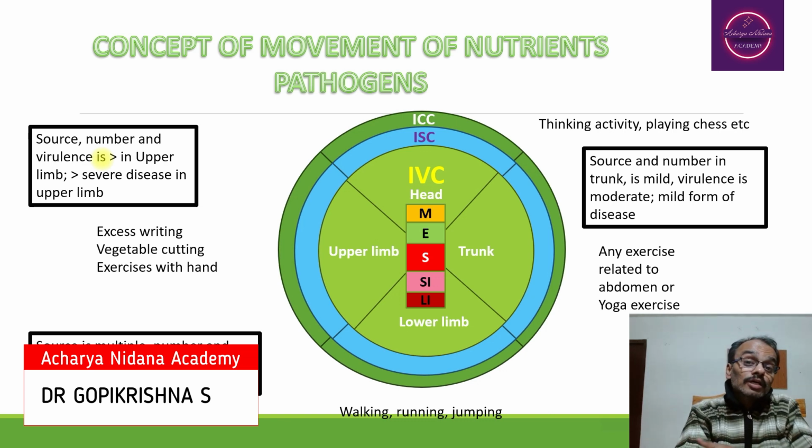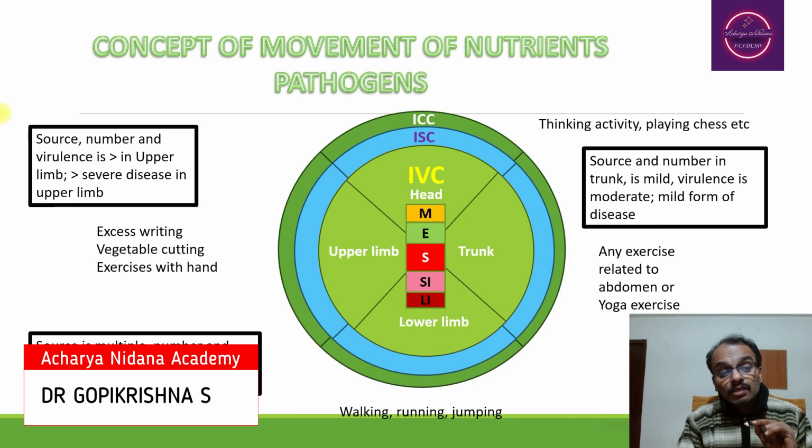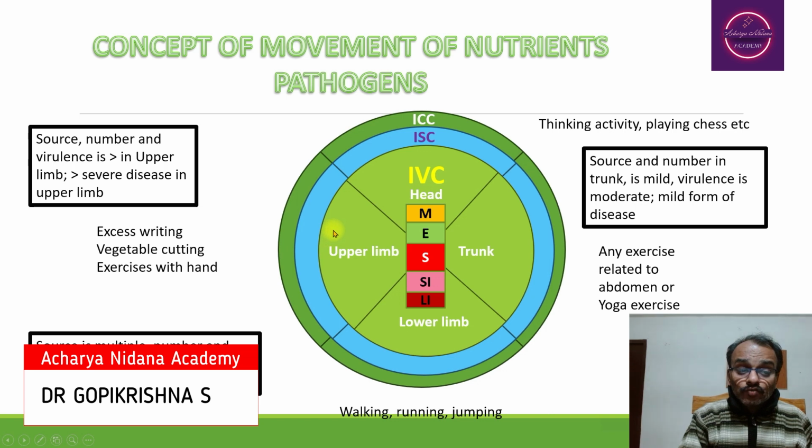sometimes maybe a longer form of weapon. Then on all these three occasions there will be a source of entry; the source of entry is one, but the virulence as well as the number of entry of pathogens will be much more severe in the upper limb. So that means the person may have the entry of the pathogens into the intravascular compartment in a much more severe way.